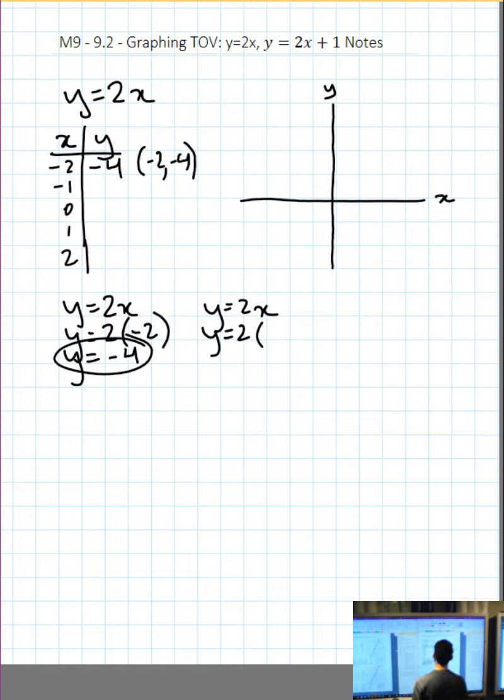-4, the point that we just figured out. You should be putting your points on as you go. -2, -4 is here. -2 on the x, 2 to the left on the x, down 4. I'm going to label that point -2, -4.